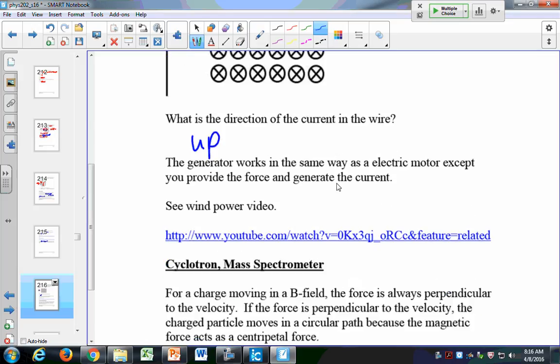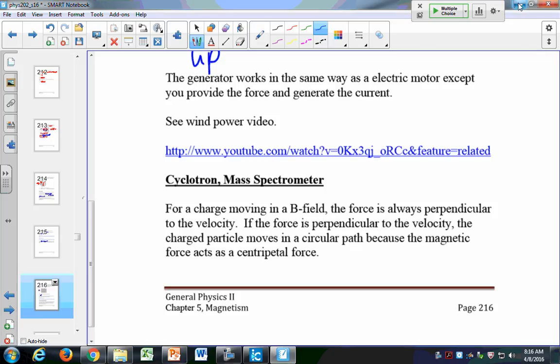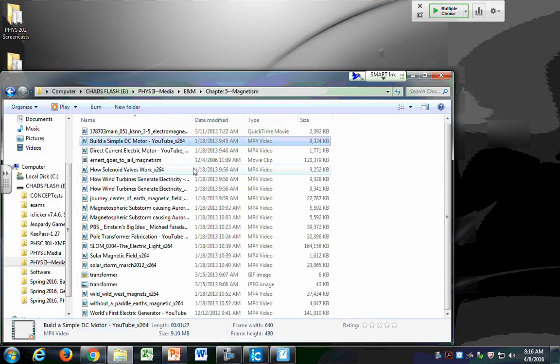Let's see, we'll watch this wind power video and we'll pick up a mass spectrometer next time. So let's watch the wind power. This describes how wind turbines generate electricity.